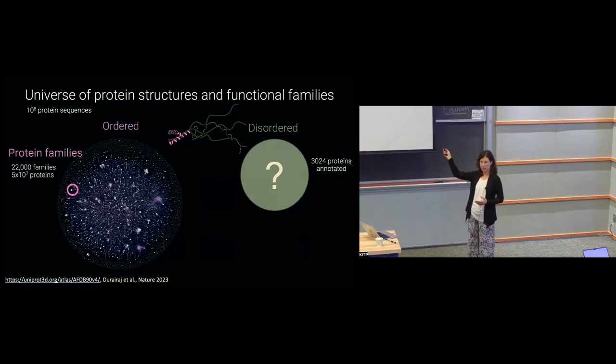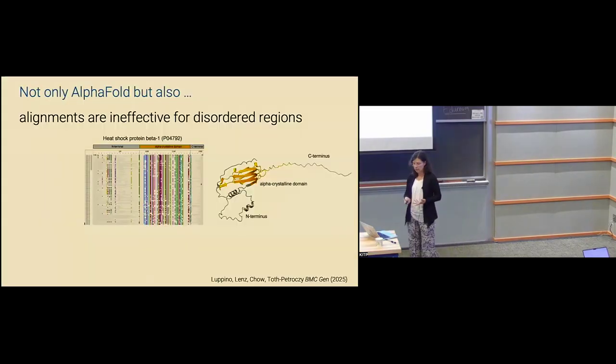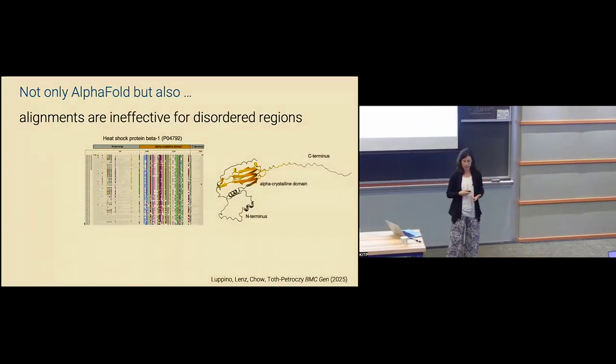This number comes from DisProt, that's this disordered protein database. It's basically very low. And the reason for this is because not only is AlphaFold ineffective for these sequences, but also alignments. And alignments are basically the first step that you have to do if you want to do evolutionary comparisons, taking sequences from different species, comparing them.